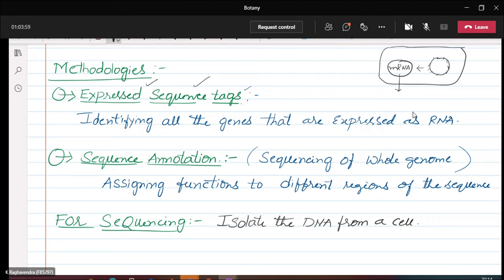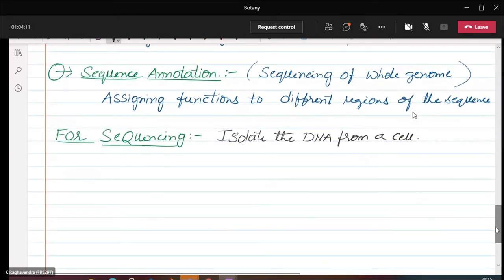How to isolate the DNA from a cell, you will study in biotechnology. I think in biotechnology, there is a technique called spooling. Most of the techniques are there that you will study there. But anyway, let me give you, this is the first step: isolate the DNA from the cell.